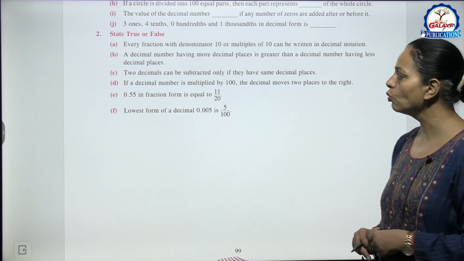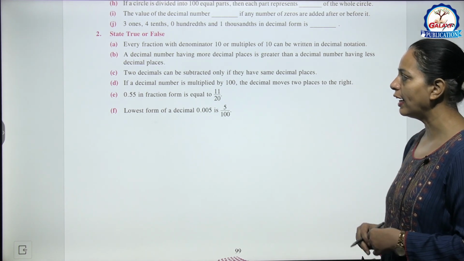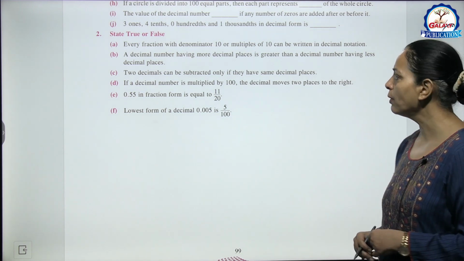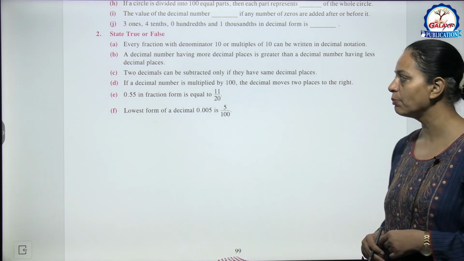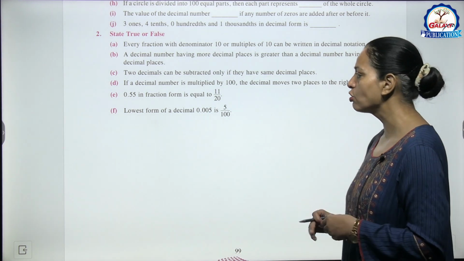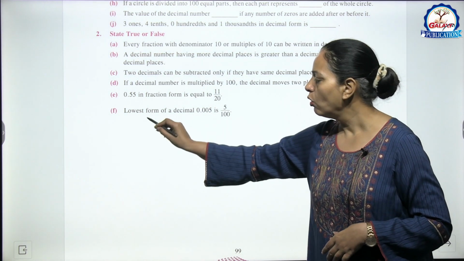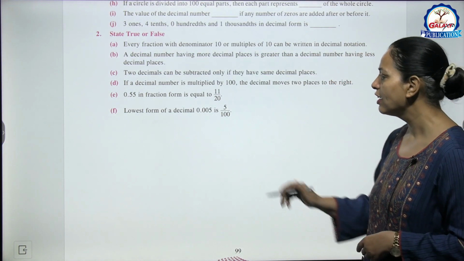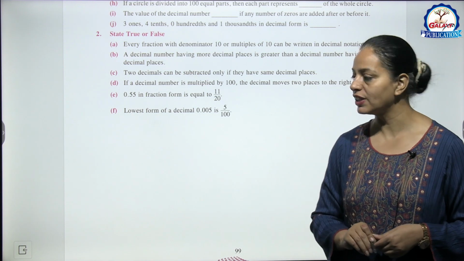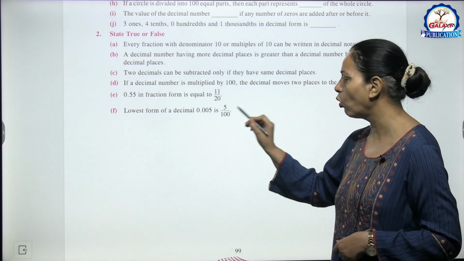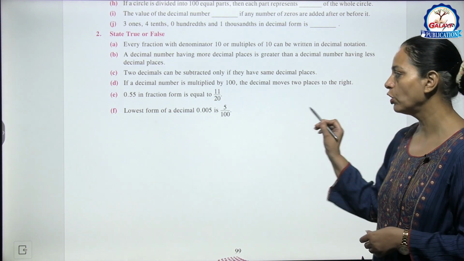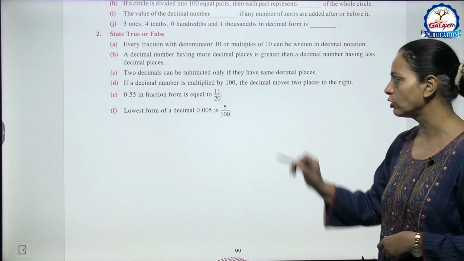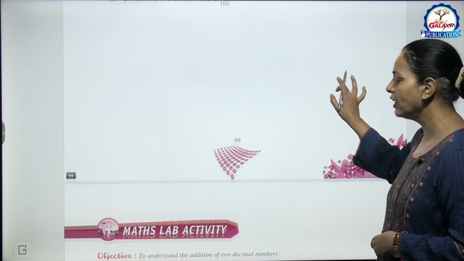Now question number 2, state true or false. Like A part, every fraction with denominator 10 or multiples of 10 can be written in decimal notation. Yes, this is true. Like the F part, lowest form of a decimal 0.005 is 5 upon 100. No, this is false. It should be 5 upon 1000 और फिर इसको हम कट कर देंगे 5 से. So this statement is false. So similarly, you can try remaining statements.